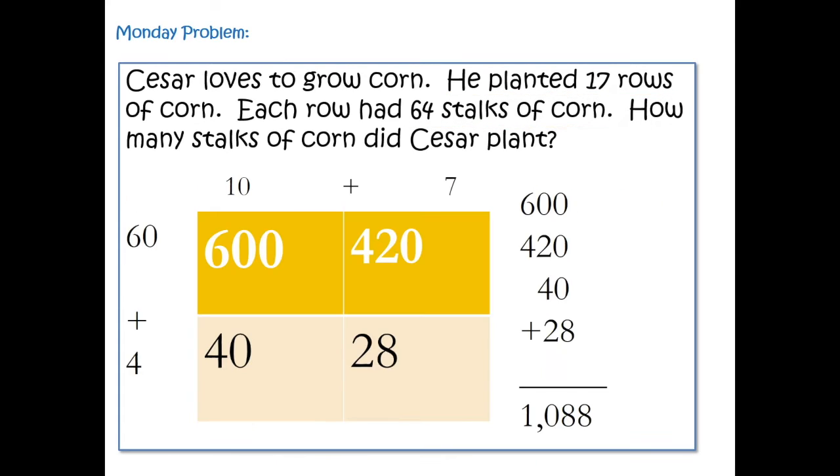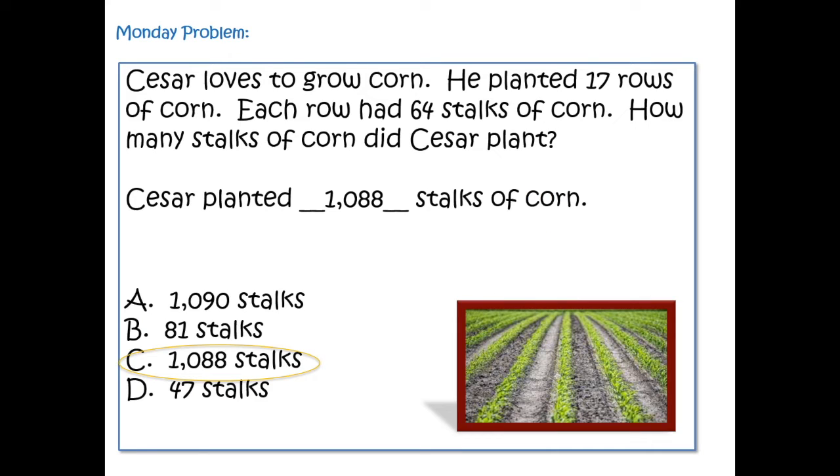For this question, I know I'm going to have to multiply 17 rows times that 64 in each. If I multiplied 60 times 10, I got 600. 60 times 7, I would get 420. 10 times 4, which equals 40. And then 4 times 7 to equal 28. Now, if I add up all of those partial products and put them together, I would get 1,088.